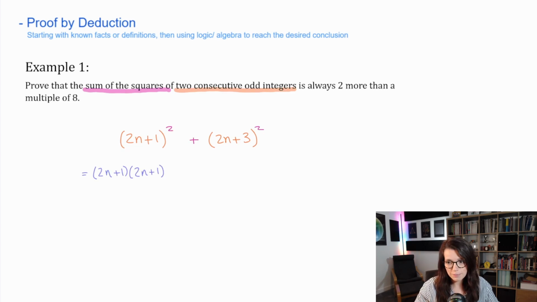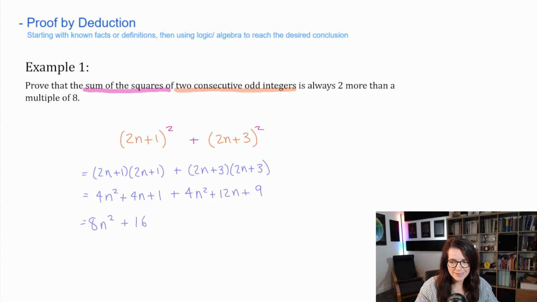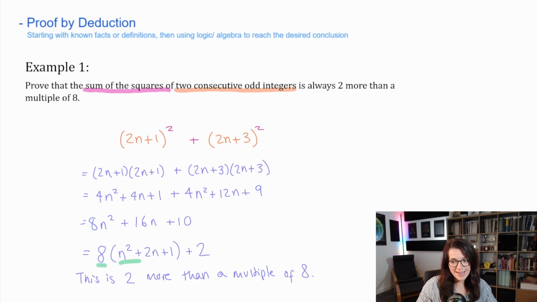So we want to expand both of these brackets. Do this however you like, but I'm using FOIL. We can then simplify and we get 8n squared plus 16n plus 10. And at this point, I'd refer back to the question. We want to prove that that expression is always 2 more than a multiple of 8. To do this, we can take out a factor of 8. And if we do it this way, you can see that if we expanded that, we would get 8n squared plus 16n plus 8, which means we need to have an extra plus 2 on the end. This is 2 more than a multiple of 8 because 8 times anything is a multiple of 8 and then we're adding 2 on the end.